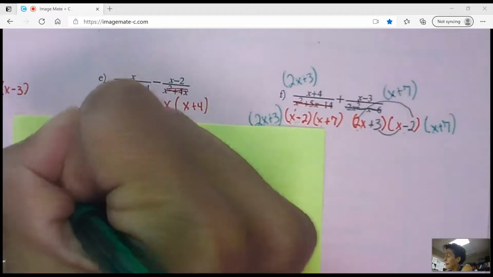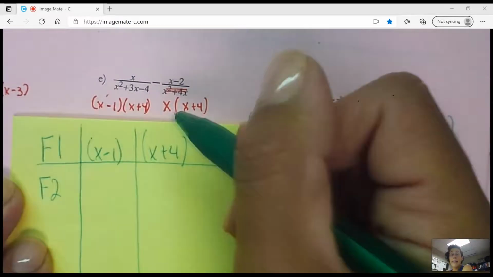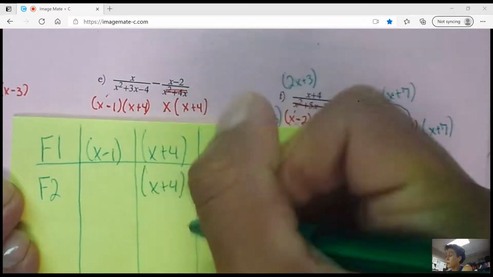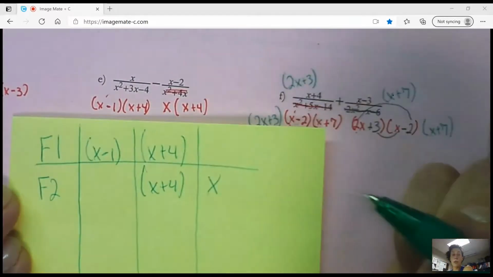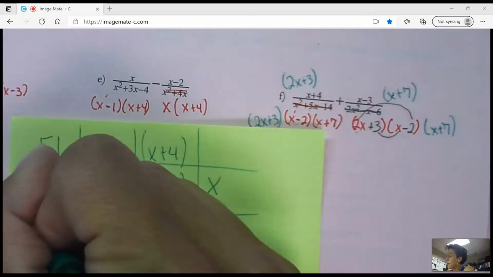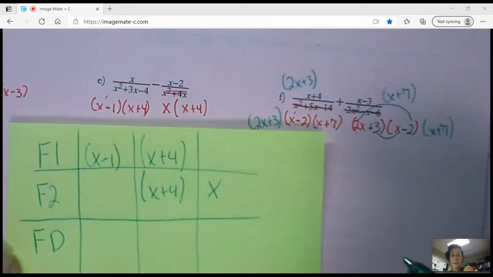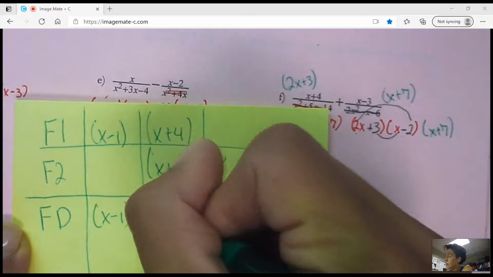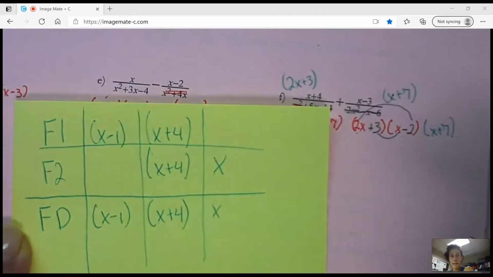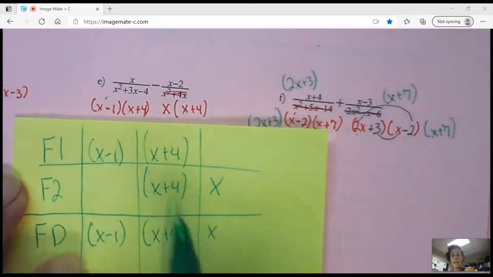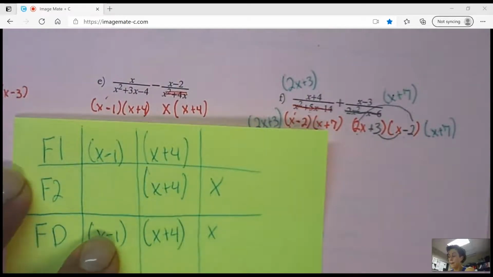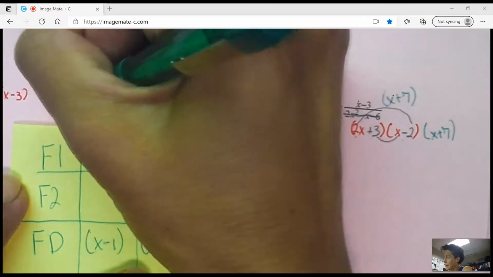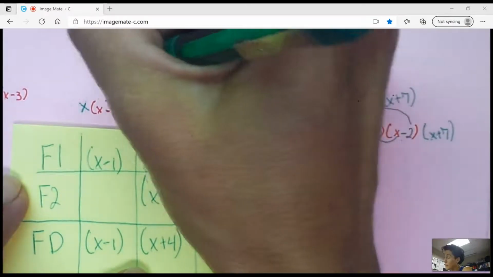And then I'm going to go to the second fraction's denominator, and this x plus 4 can join this x plus 4. But x is a whole new factor that's coming in, so it will get its own unique column. And now, to get my final denominator, I'm going to drop everything down. So each denominator will need an x minus 1, an x plus 4, and an x. So when I look at this fraction's denominator, it has these two things, but it doesn't have the x. So I'm going to give the denominator an x, and whatever I do to the bottom, I do to the top.